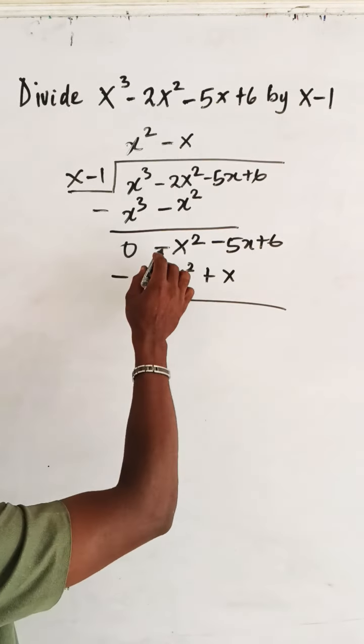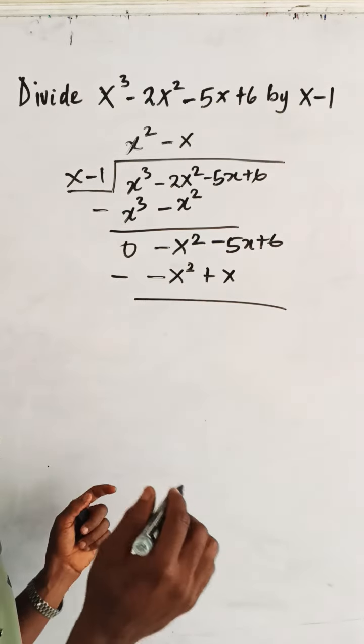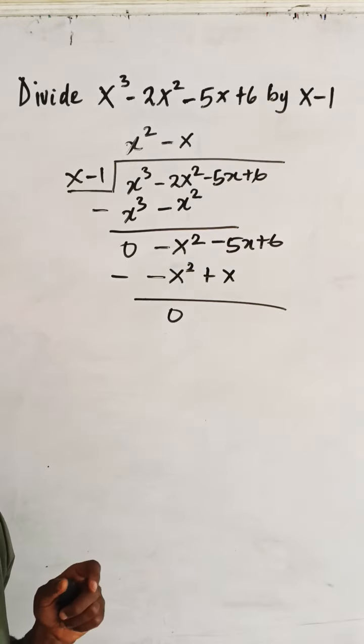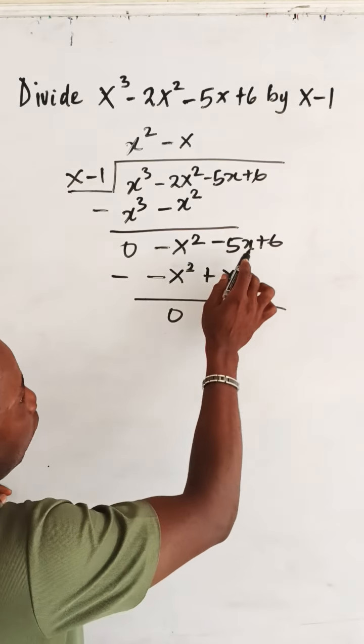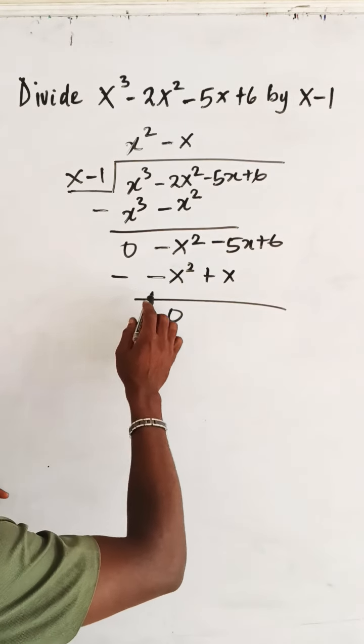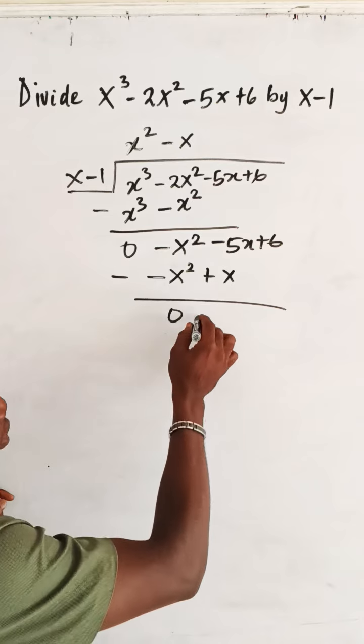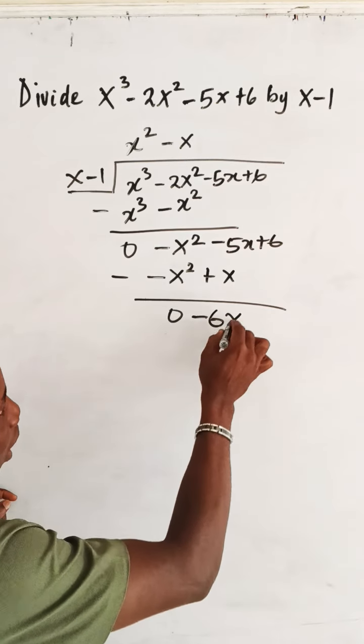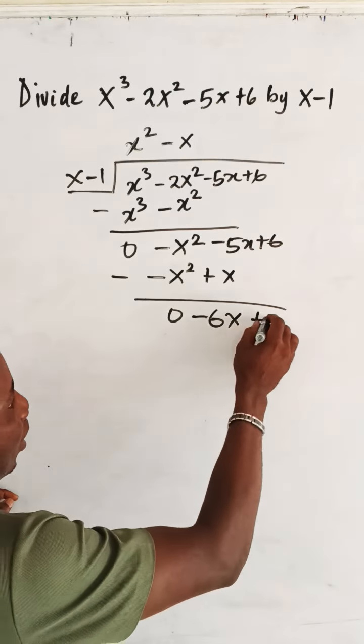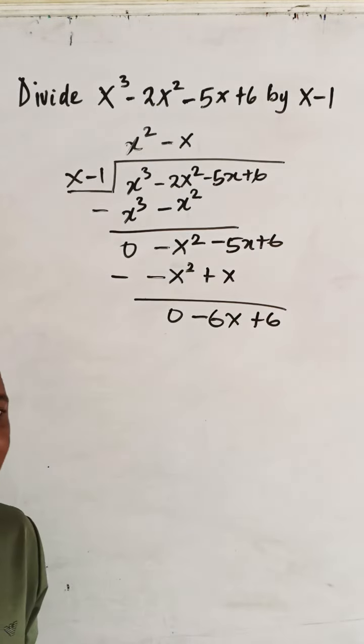So this will be minus minus minus. That will become a plus. So this will definitely go to 0. Then we have minus 5x minus x. That will become minus 6x. And then we have our plus 6 there because nothing is subtracting it.